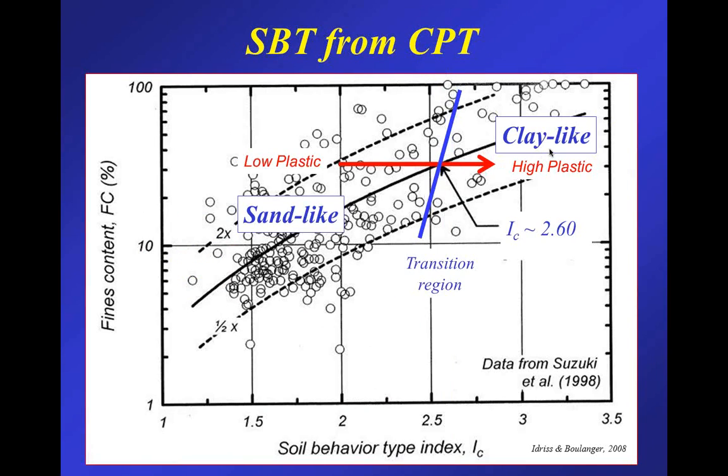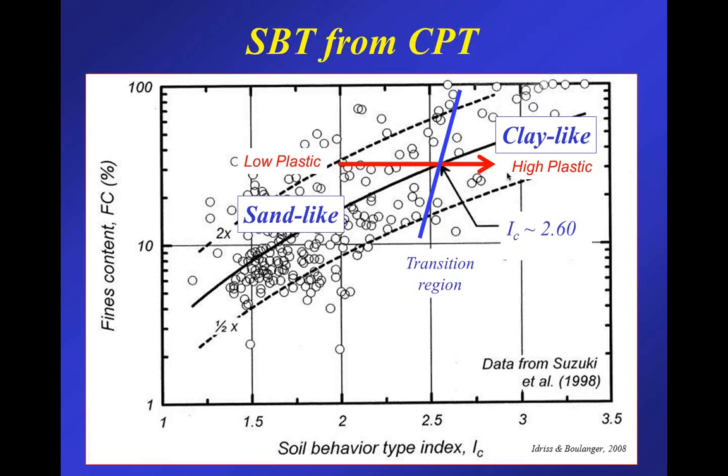So looking at the way the soil transitions from sand-like to clay-like, when I first proposed using the CPT for liquefaction, in those early days, the SPT approach used fines content to try and make a correction to the cyclic resistance ratio as a function of increasing fines. And so I showed that there was a loose link between fines content and soil behavior type index, and here it's illustrated. This is data from Suzuki. This is a plot from the Idriss and Boulanger book.